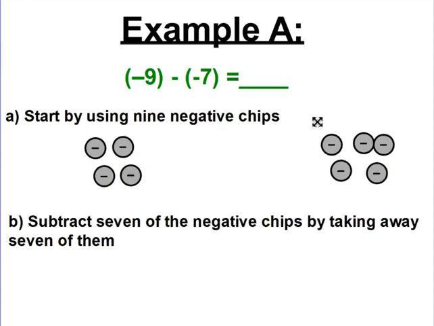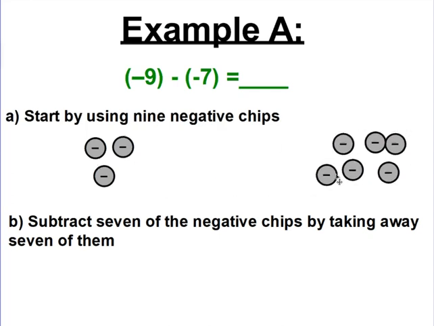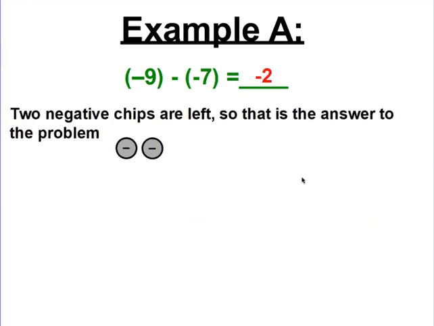Let me move a few over here. That looks like 5 of them. Here's 6, and here's 7. I'm going to move over 7 chips. I'm left with 2 negative chips. So since 2 negative chips are left, that's the answer to the problem.